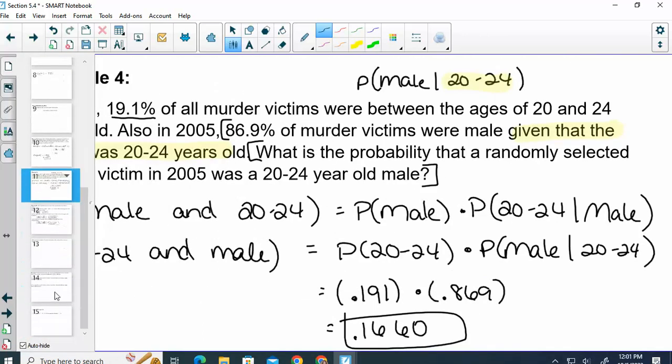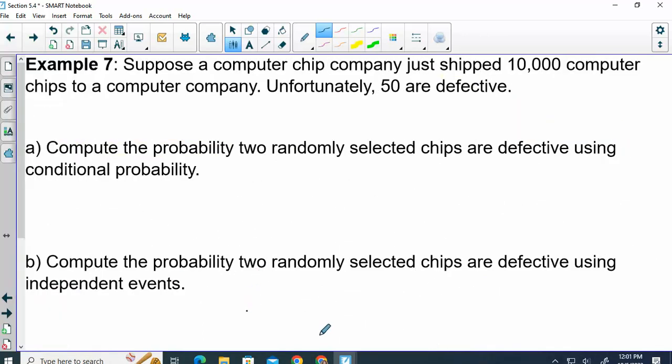All right, so I have one final example, and then I want to give you guys a chance to practice and ask questions. Suppose a computer chip company just shipped 10,000 computer chips to a computer company. Unfortunately, 50 are defective. Take a second and see if you can set up this probability for me. I want the probability that 2 randomly selected chips are defective using conditional probability.